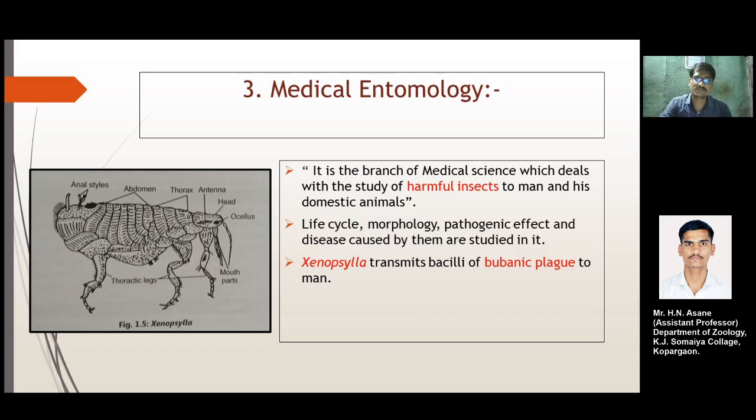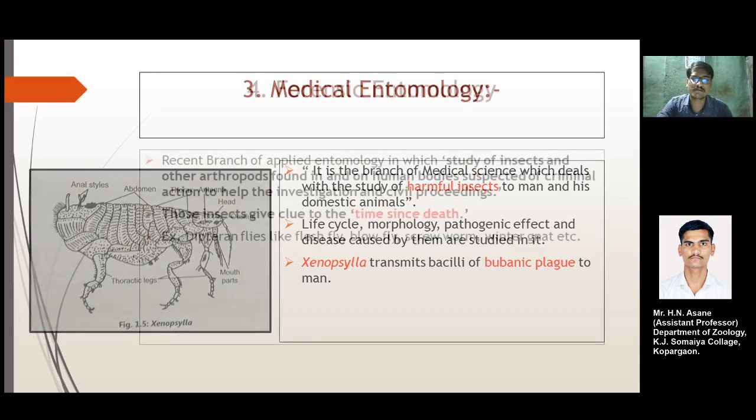So you can see this picture of the Xenopsylla. These are the fleas from the rat which transmit the bacillus of bubonic plague to man, which caused severe deaths in India in the early 60s. Okay, so this is caused by this Xenopsylla. This is the flea of the plague, and it causes the disease known as the plague.